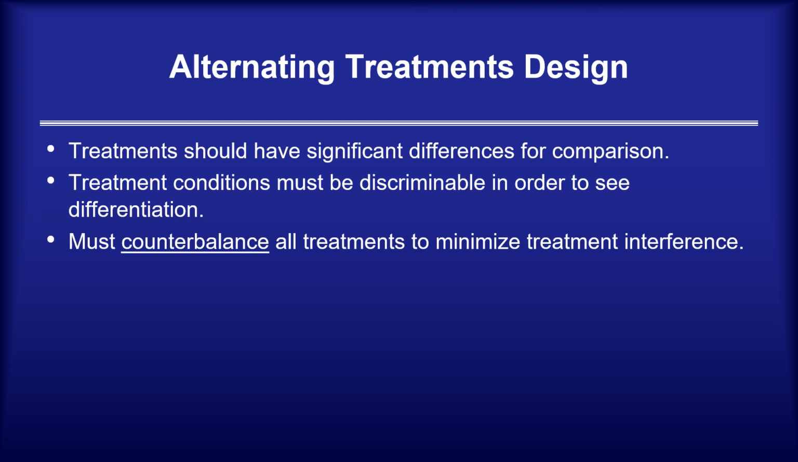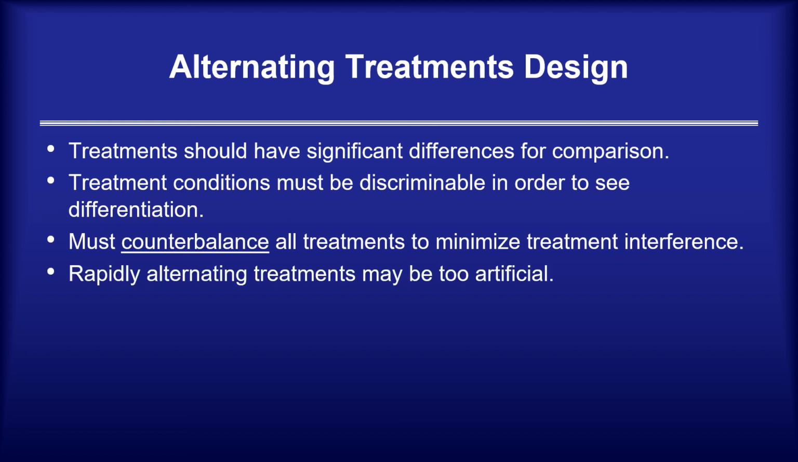In order to minimize treatment interference, also called carryover, the order of conditions again must be counterbalanced. Finally, if you do see differentiation between conditions, it may not be replicated in the natural environment due to the fact that rapidly alternating between treatments may be too artificial. Testing for maintenance and generalization will be very important.